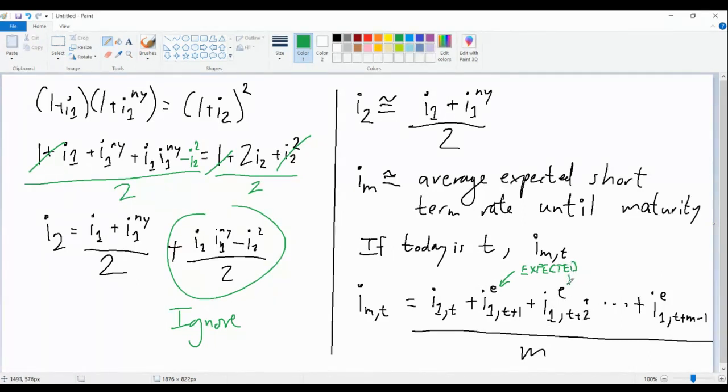So that's why all of these have this little e, just to remind us that these are interest rates that will materialize in the future. There's no way of us knowing right now what their values will be, but we should still have a forecast of them, right? Based on whatever information we have that we think feeds into or affects interest rates. Okay?